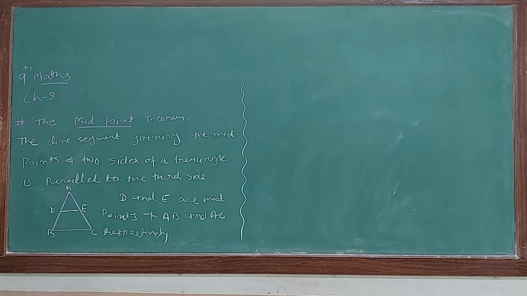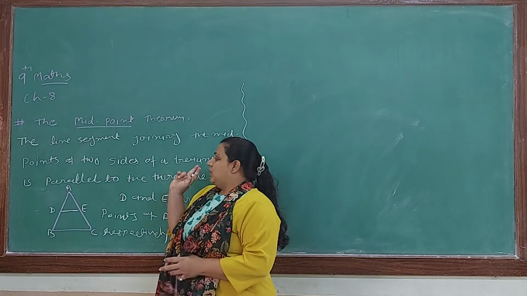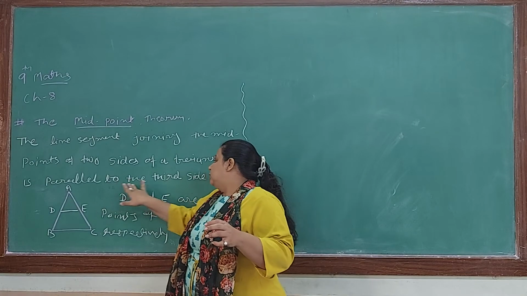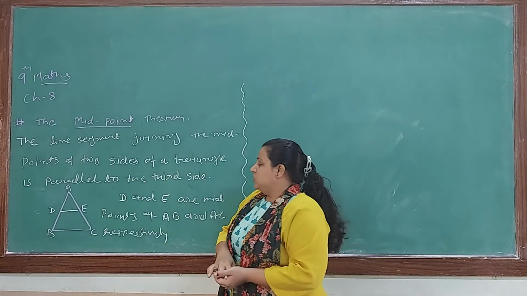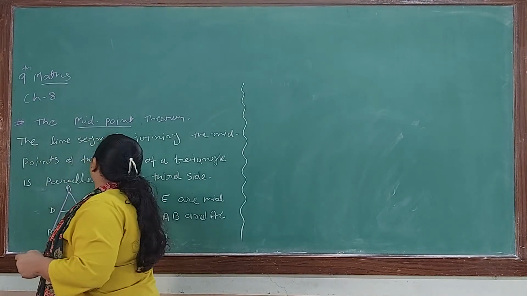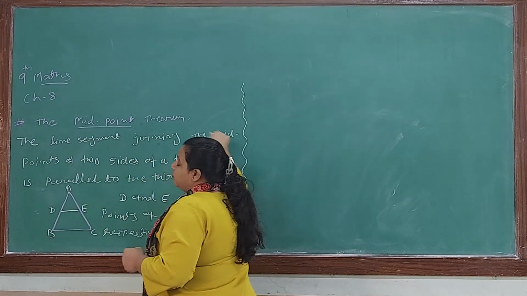What is the meaning of midpoint? If we are saying midpoint, that means the distance from the midpoint on both sides will always be the same. The same thing we are learning over here with the triangle. So the line segment joining the midpoints of two sides of a triangle is parallel to the third side. Again I am repeating, the line segment joining the midpoints.